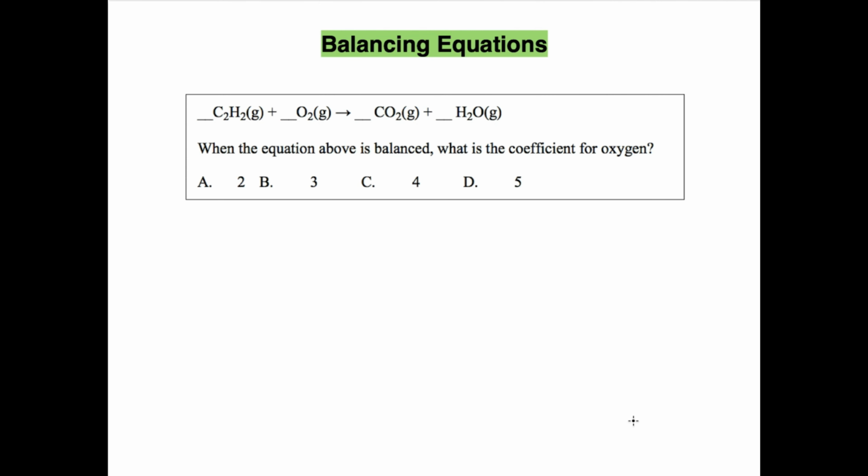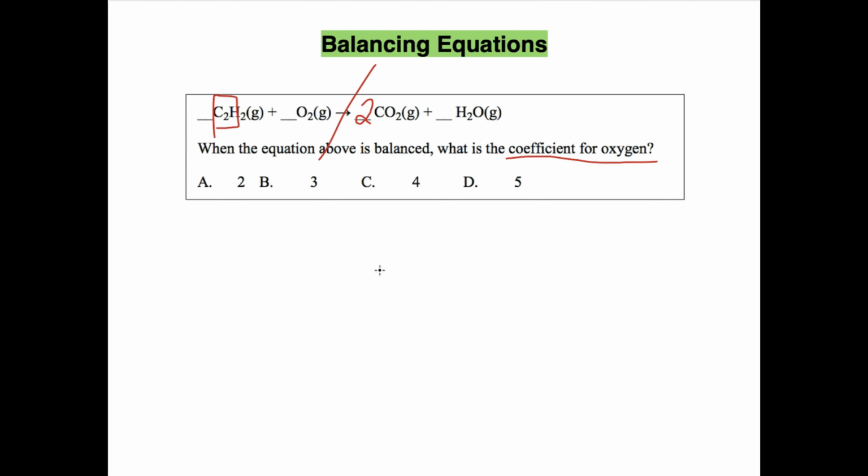This is a very typical and easy balancing equation problem. Let's look at the question. When the equation above is balanced, what is the coefficient for oxygen? For these balancing equations, I'll give you a tip. I tend to balance the atom that is not hydrogen and oxygen first. So right here, carbon is not hydrogen or oxygen, so I'm going to balance carbon first. On the reactant, there is 2 carbons. So I'm going to balance the number of carbons by putting a 2 right here.